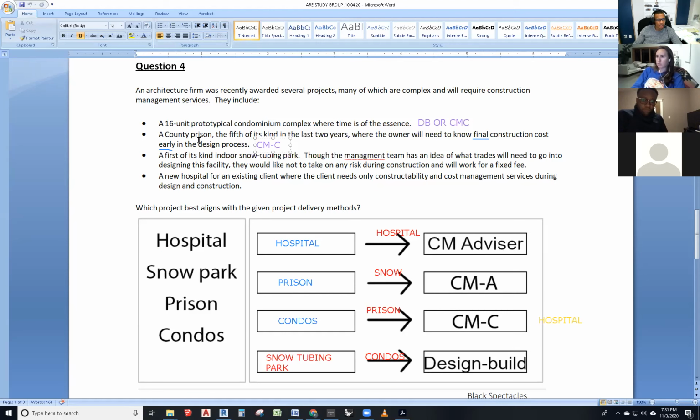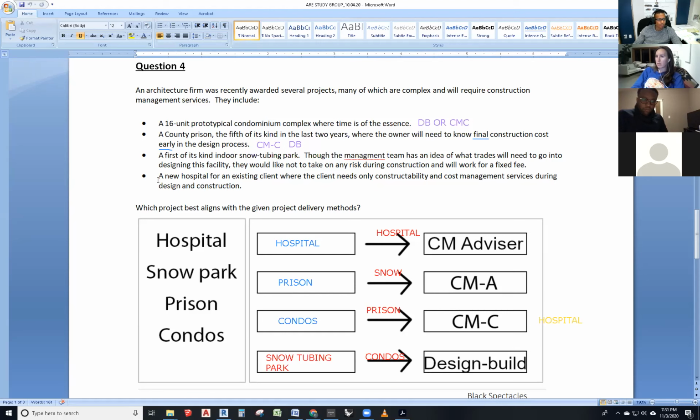But here, why do I want a CMC? Because they are able to do a GMP on the project. And the same thing is true for a DB. But time is not so much of the essence, and DB is pretty fast. So these two are still pretty good on that end, right?